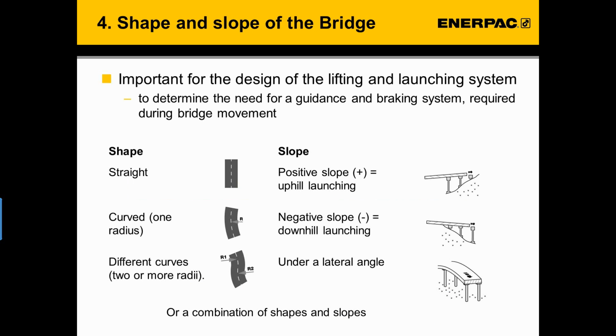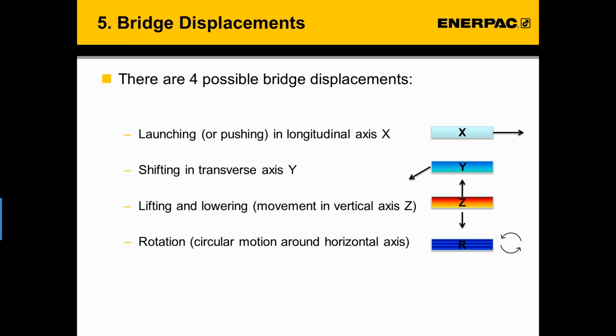When studying the design of a bridge and the application of controlled high-pressure hydraulic solutions, we need to have a close look at the shape of the bridge and the slope under which it is planned to be built. Different shapes may call for controlled hydraulic guidance systems. Uphill or downhill slopes may require braking systems. A combination of shapes and slopes may require both guidance and braking systems.